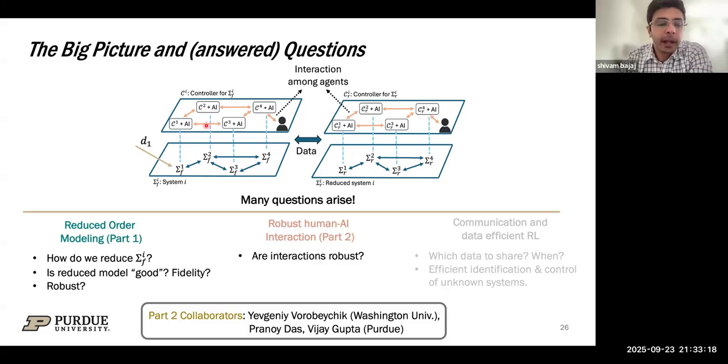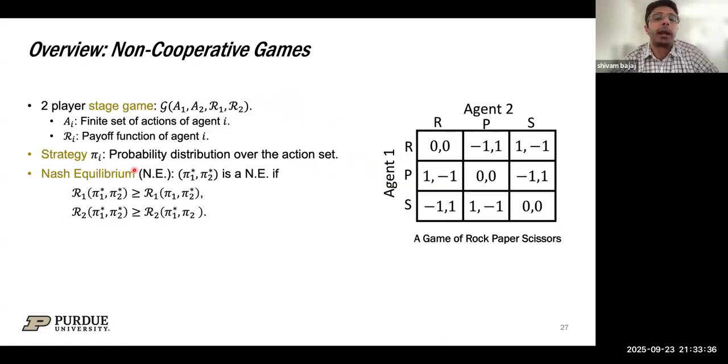I would like to highlight that this second part of the talk is in collaboration with Professor Yevgeniy Vorobeychik, who is at Washington University in St. Louis, Pranoy, who is a PhD student in our group, and my advisor, Vijay Gupta. Okay. So when I talk about interaction among agents, the literature that comes to at least my mind is game theory, and that is because it gives a very nice framework to model interaction among agents.